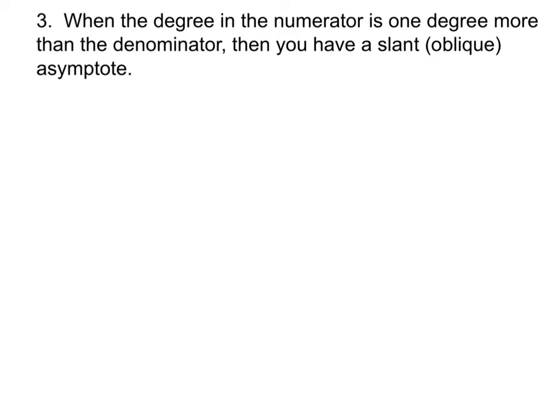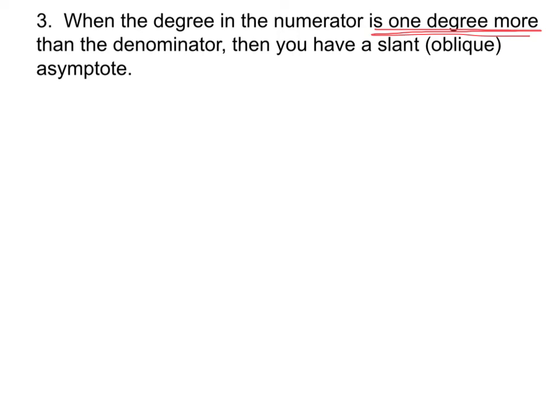Okay, so now we have seen where the degree in the numerator is less than the degree in the denominator, giving me a horizontal asymptote at y equals 0. We have seen where the degrees are the same, so a horizontal asymptote at the ratio of the coefficients. Now, our third scenario is when the degree in the numerator is specifically one more than the denominator. Then you have a slant asymptote. I typically call it a slant asymptote. Sometimes I call it oblique, which means the same thing. It just depends on how you learned it.